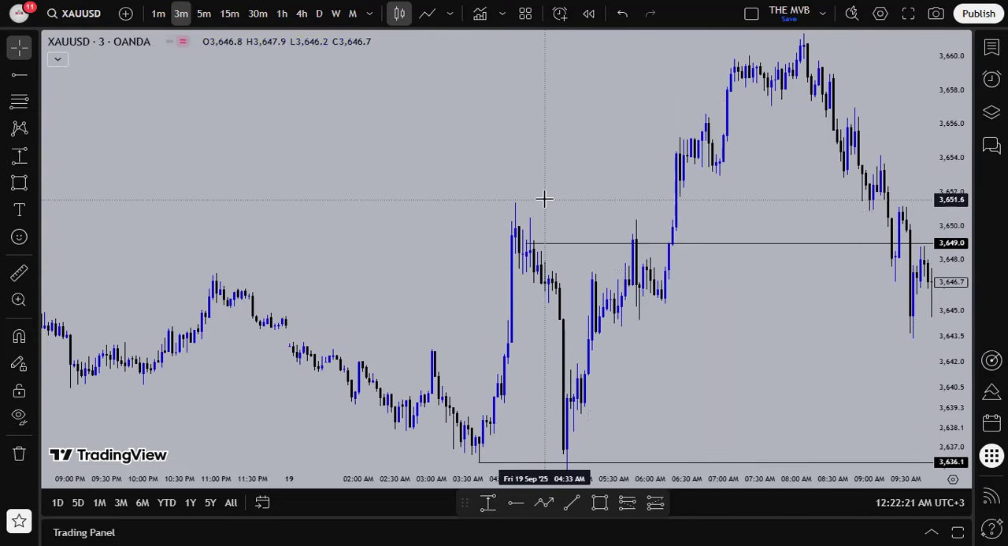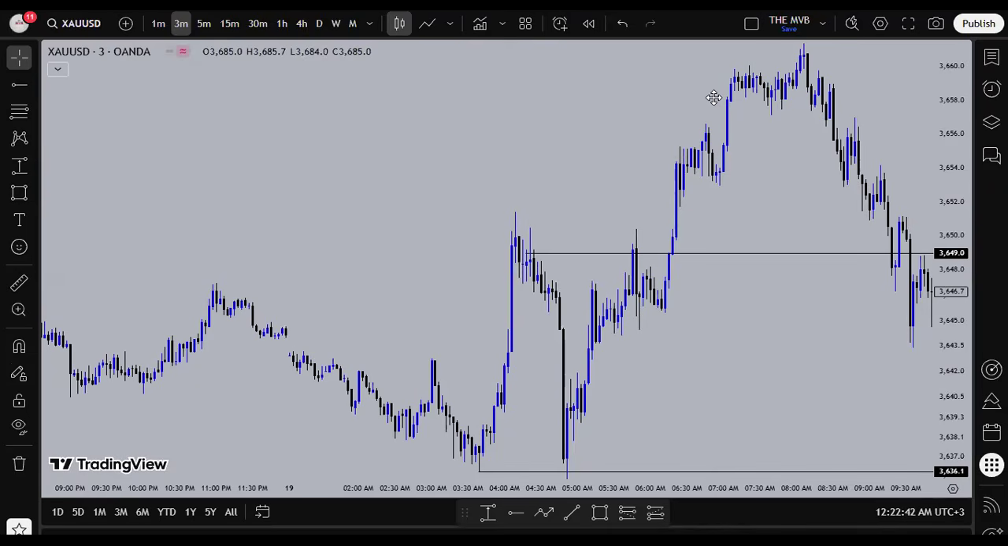So this is the simple way of verifying the structure that you are trading. So that was it. Use it everywhere. Every structure you're trading, you have to verify it. And you'll thank me later.